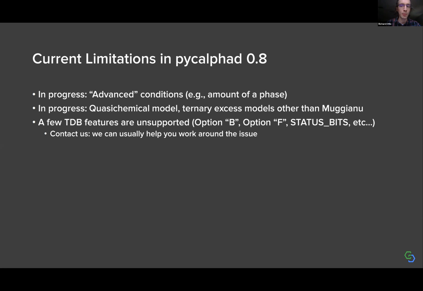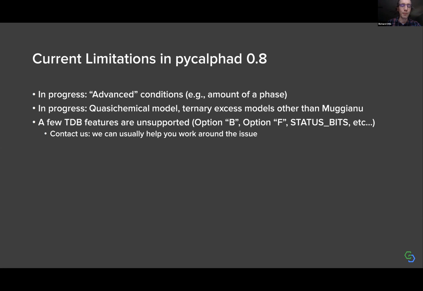We also currently have in progress some work. This work's primarily going on at Penn State, developing an implementation in PyCalphad for the modified quasi-chemical model. We're really excited about that. There's a lot of really interesting CALPHAD applications for the quasi-chemical model. And we hope in our next major version to provide a first implementation of that.